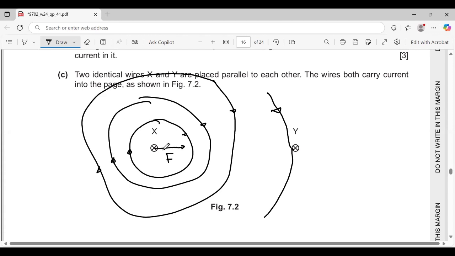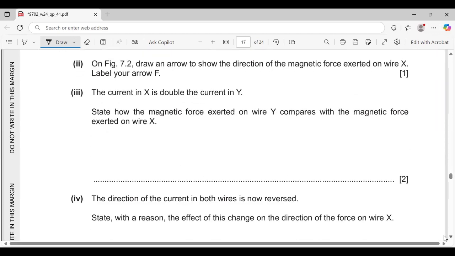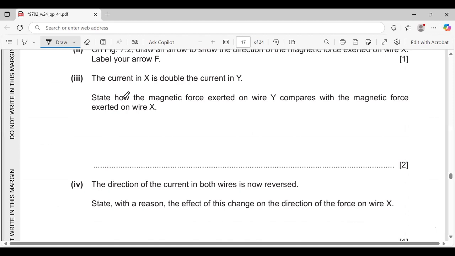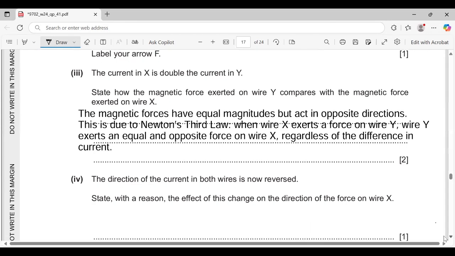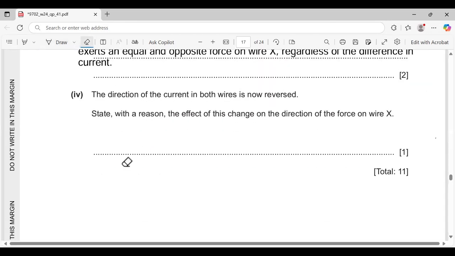Okay, so this is the force from X to Y, towards Y from X. The current in X is double the current in Y. State how the magnetic force exerted on wire Y compares with the magnetic force exerted on wire X. That's my answer. The directions of the current in both wires is now reversed. State with a reason the effect of this change on the directions of the force on wire X. That's my answer. One.